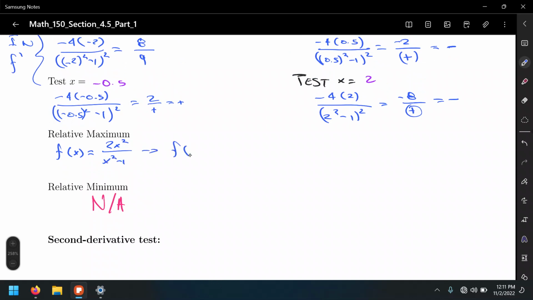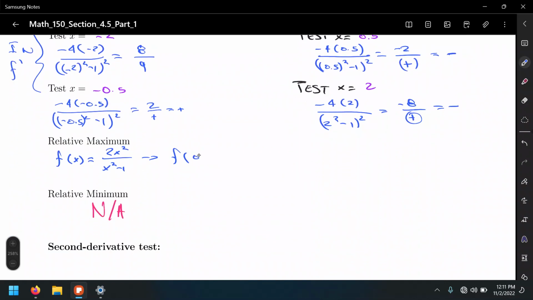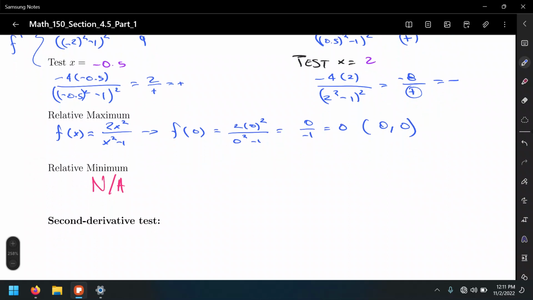And evaluated at the critical number, which in this case is the only 0 actually. f of 0, that's 2 times 0 squared over 0 squared minus 1, and that's 0 over negative 1, which is 0. And as an ordered pair, it's going to be the origin, alright? That maximum point will be the origin. No relative minimum because we didn't get a behavior from decreasing to increasing, only a relative maximum.